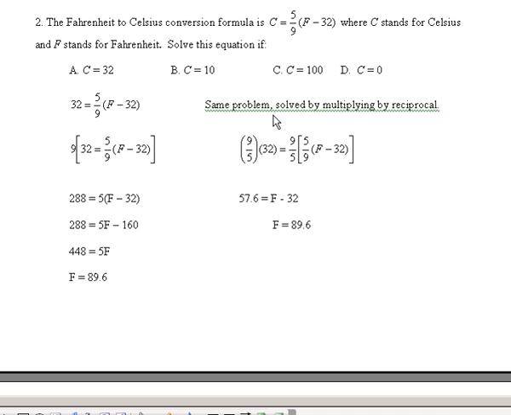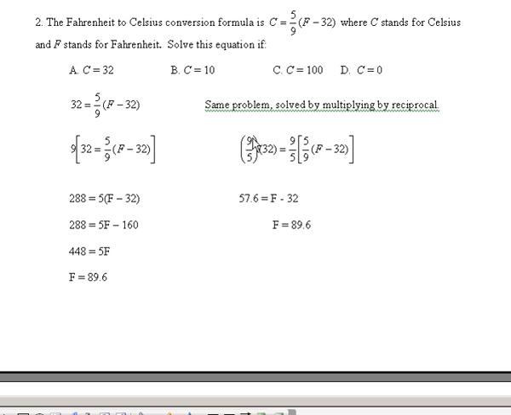Now we could have solved the same problem by multiplying by the reciprocal. So here's the exact same problem. 32 equals 5/9 times F minus 32. Now this 5/9 is times this whole side. It's multiplied times the entire F minus 32. So I can get rid of the 5/9 by multiplying by the reciprocal. The reciprocal of 5/9 is 9/5.